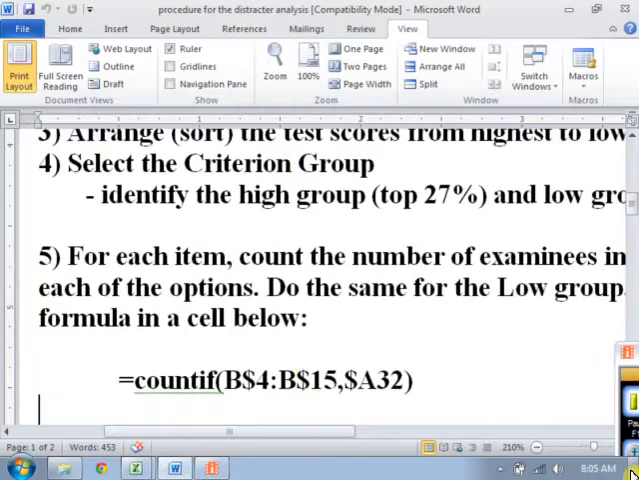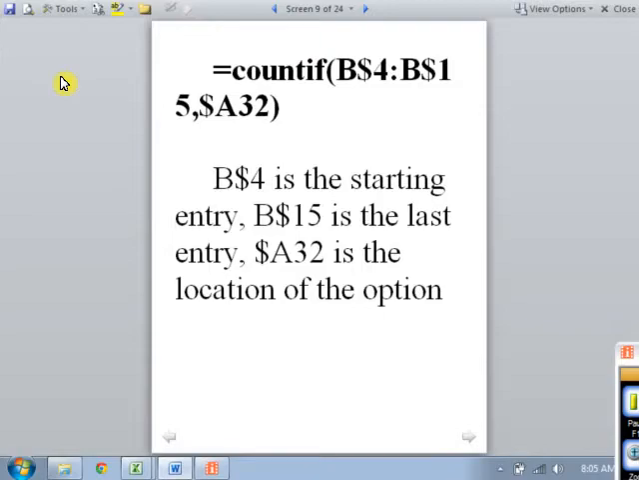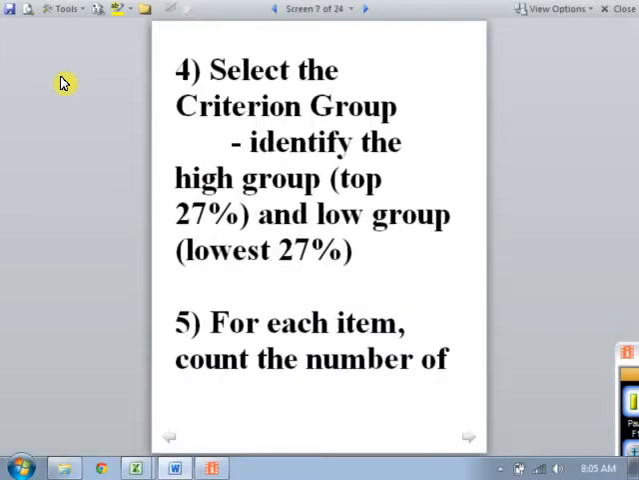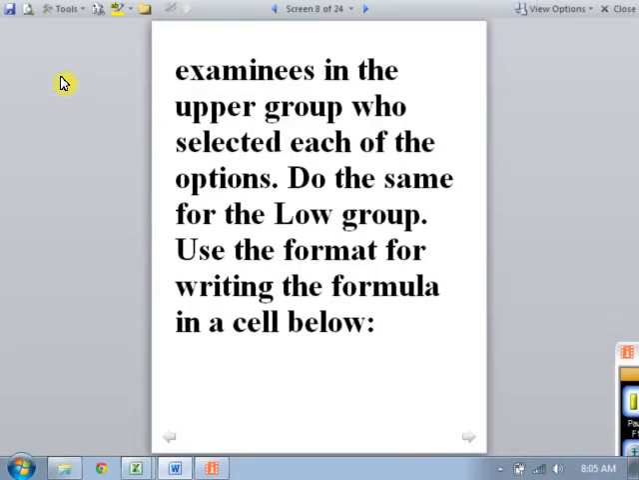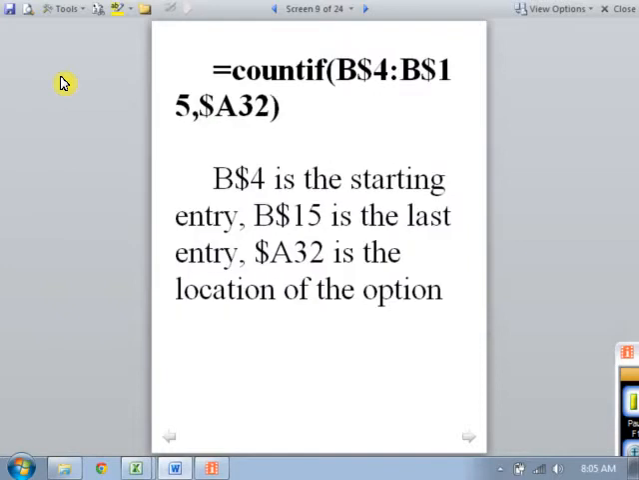So what do we do? For each item, count the number of examinees in the upper group who selected each of the options. Do the same with the lower group. What we wanted to do is count how many of the upper group chose A, B, C, D in number 1. In the lower group also, how many of the students chose A, B, C, D for item number 1?